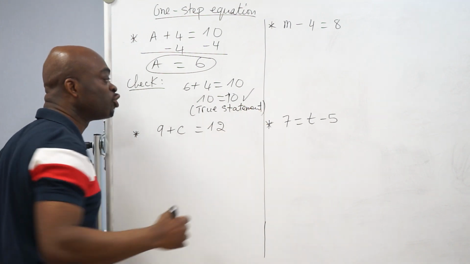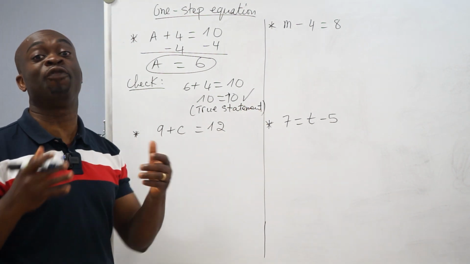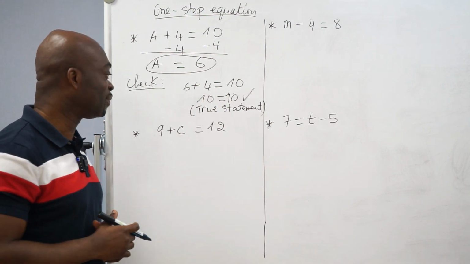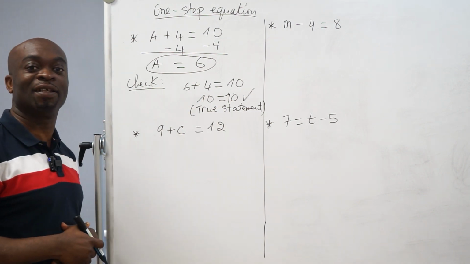So we have what we call a true statement, and then we have what we call a false statement. A false statement is when both sides do not equal each other. All right. So let's go for the second question here.